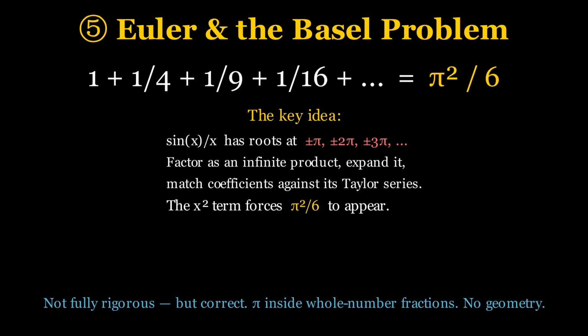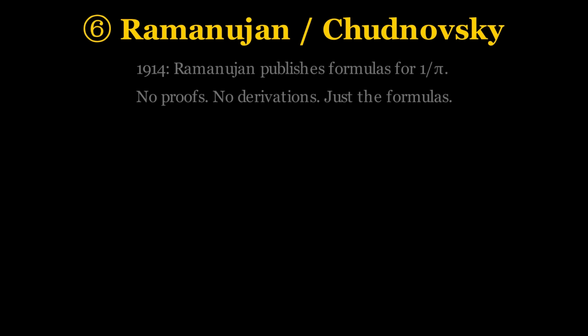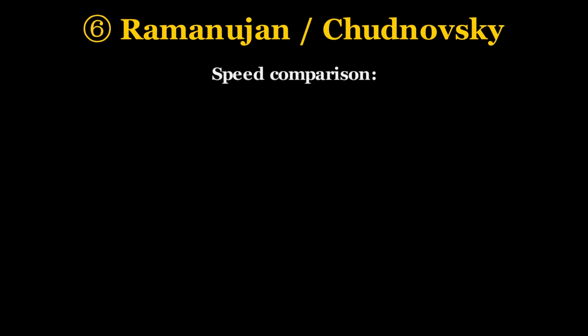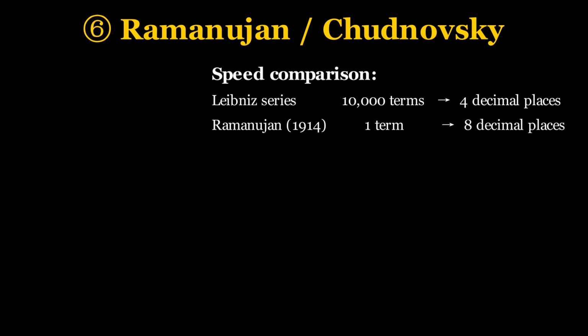Number 6. Ramanujan / Chudnovsky. In 1914, Ramanujan published formulas for 1 over pi. No proofs, no derivations, just the formulas. One adds 8 correct decimal places per term. The Leibniz series needed 10,000 terms for 4. In 1987, the Chudnovsky brothers built on this. Each term delivers 14 decimal digits.